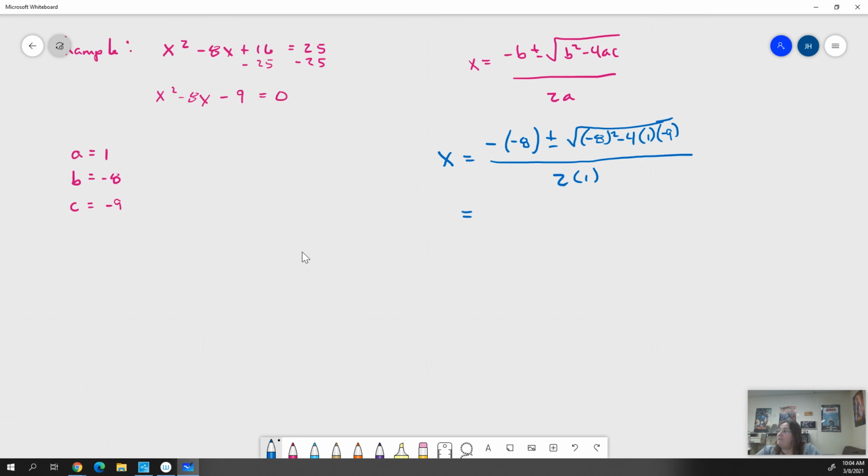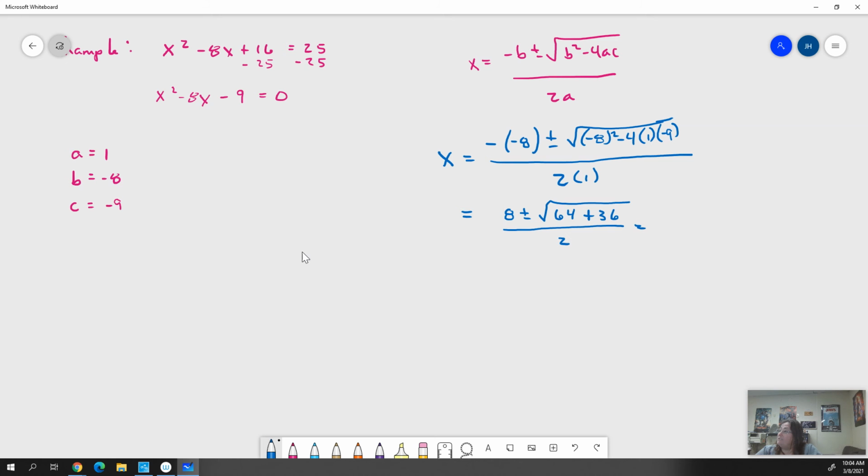Well, negative times negative 8 is just positive 8, plus or minus, and we're going to go with what's under the square root. Negative 8 squared, that is 64. Negative 4 times 1 is just negative 4. Negative 4 times negative 9 is positive 36, all over 2.